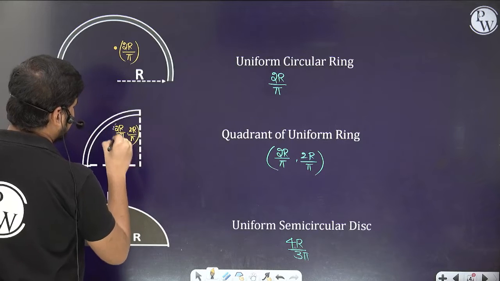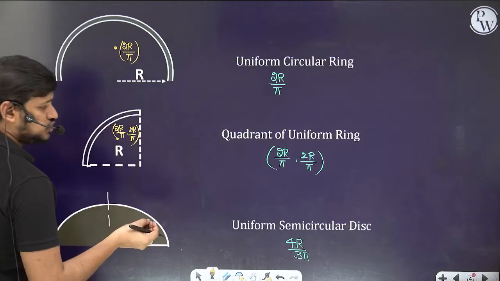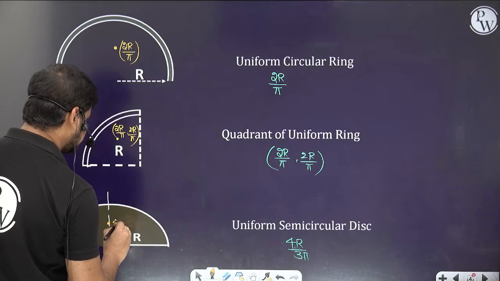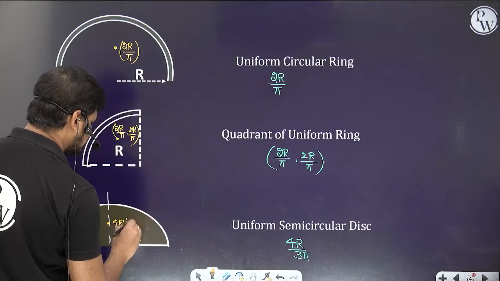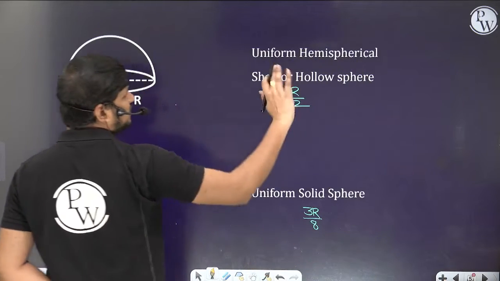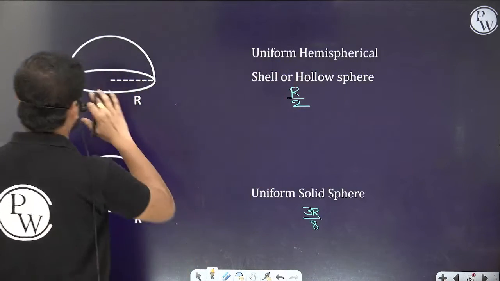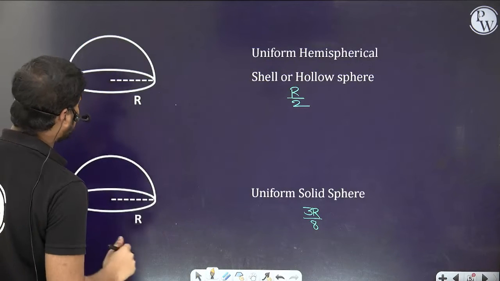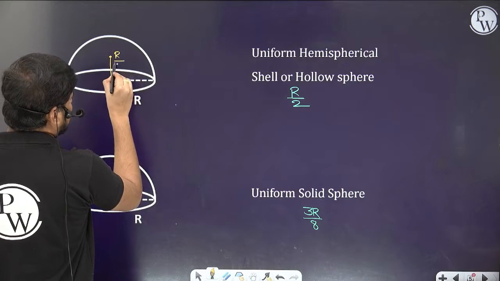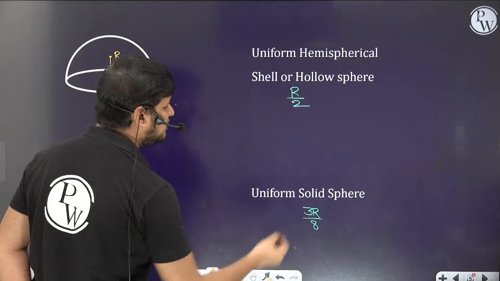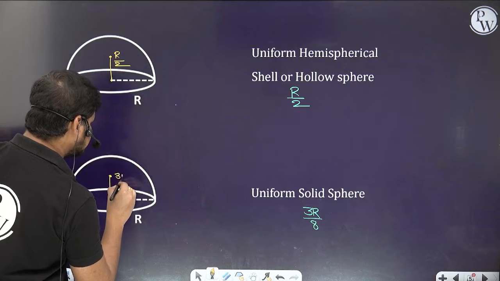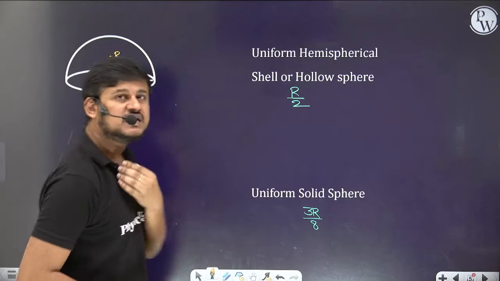So this is the center of mass. The derivations are not required. For the uniform semicircular disk, its center of mass lies at a distance 4r by 3 pi. Just remember the formulas, guys. And then the uniform hemispherical shell or hollow sphere, whose center of mass lies at a distance r by 2. For a uniform solid sphere, its center of mass lies at a distance 3r by 8.